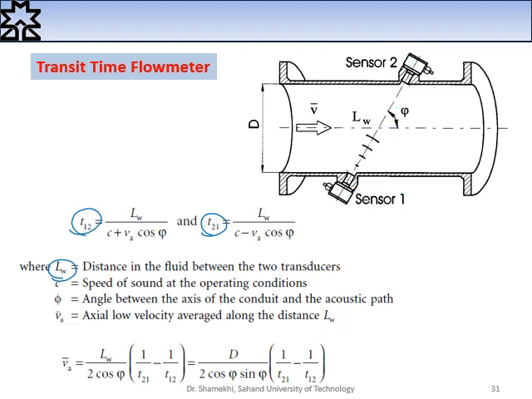Assume that we send a sound from sensor 1 to sensor 2. Therefore, we have a sound speed here, C, and also we have a speed VA here. This is a flow velocity, but I show it with this long vector to better display.